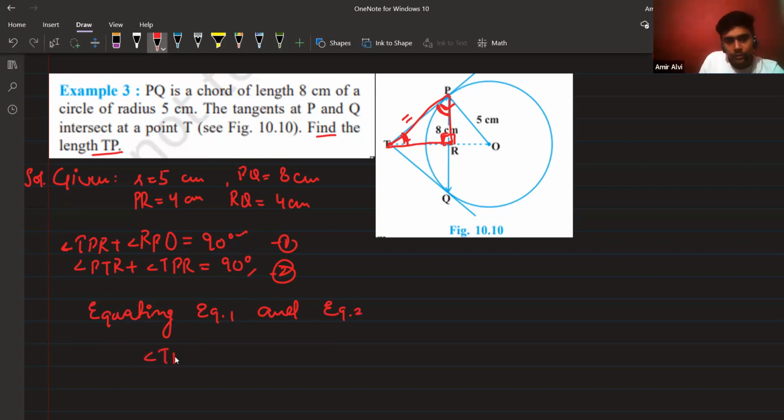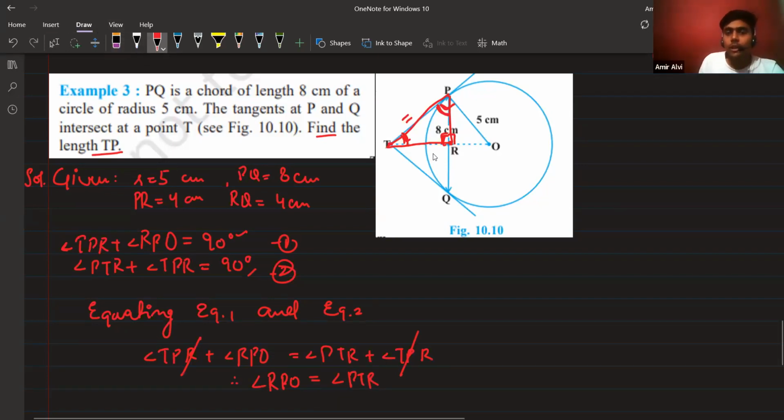So angle TPR plus angle RPO is equal to angle PTR plus angle TPR. So TPR will cancel this TPR. So angle RPO is equal to angle PTR. If I remove this, which angle is there? RPO, this angle, is equal to PTR, this angle. I can use this with the 90 minus theta and theta concept. Theta, 90 minus theta, theta.